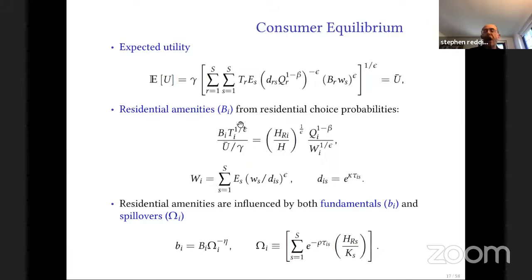So on the left-hand side, I've got amenities, capital B, and some other parameters, and there's a common level of utility. And gamma here is just the gamma function for an extreme value distribution. And then on the right-hand side, this is my residential probability, the share of residents that live in this location. And then I've got the price of floor space, how costly it is to live in this location.